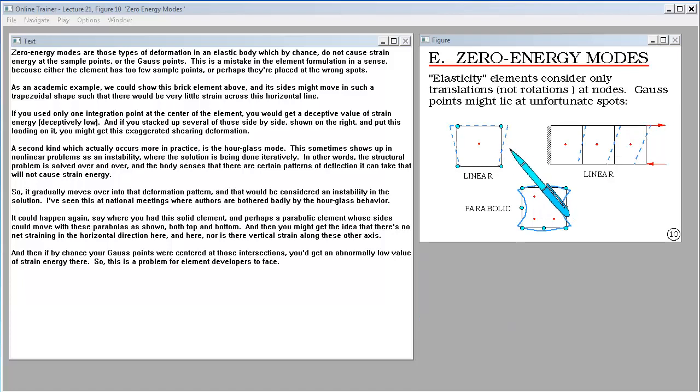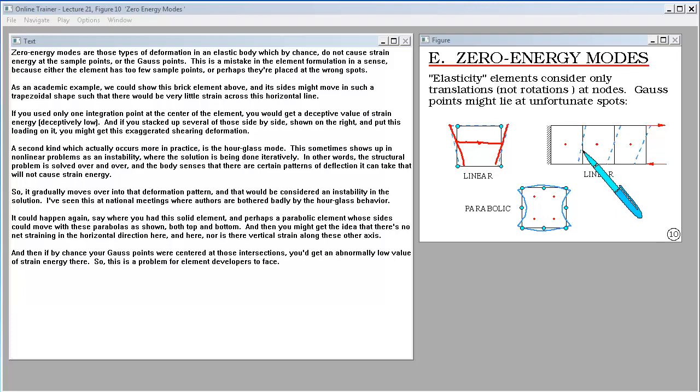As an academic example, we could show this brick element above, and its sides might move in such a trapezoidal shape such that there would be very little strain across this horizontal line. If you used only one integration point at the center of the element, you would get a deceptive value of strain energy, deceptively low. And if you stacked up several of those side by side, shown on the right, and put this loading on it, you might get this exaggerated shearing deformation.